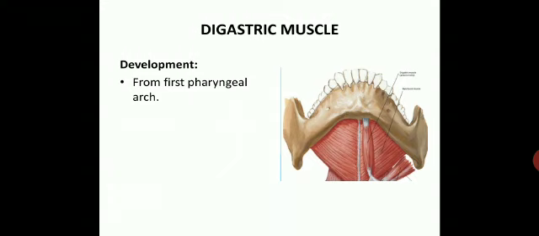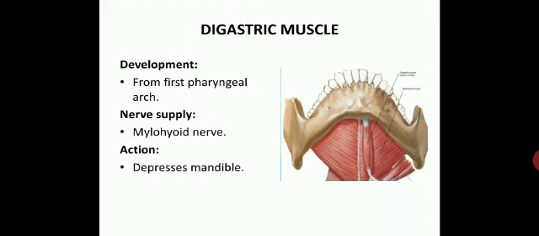Development. This belly is developed from the first pharyngeal arch. The nerve supply is by the mylohyoid nerve. The action, it depresses the mandible and elevates the hyoid bone.